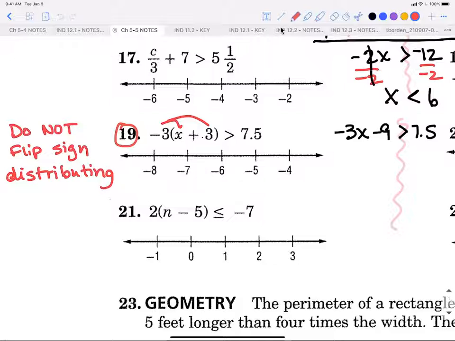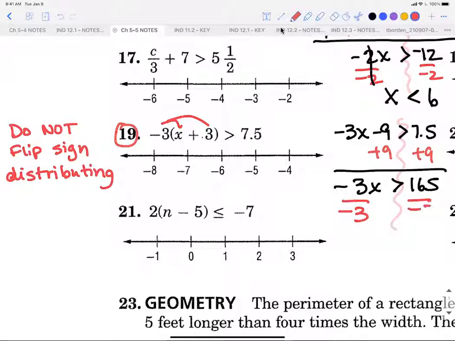And so here we would add 9 and add 9, and that gives us negative 3x is greater than 16.5. Now look what we would do. Now we divide by a negative 3 on both sides of the wall. This is where the sign flip comes in. So it's important to keep those two things separate. Distribution is not the same as dividing or multiplying each side by a negative.